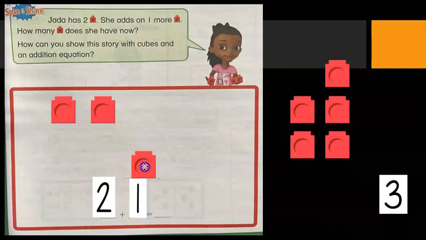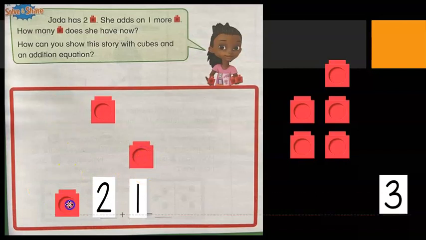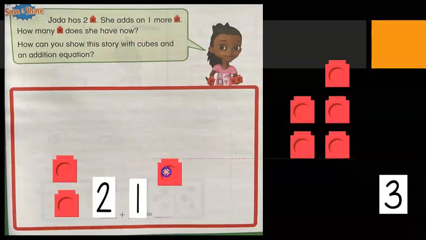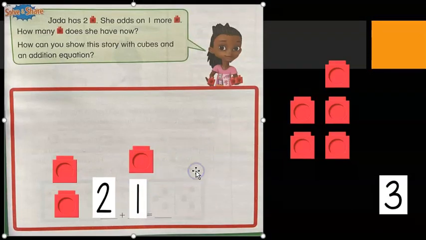Okay, let me drag it. Let me put it like this for you. Okay, so that way you probably can really see what's going on. So this 2 represents these 2 cubes, which says up here, Jada has 2 red cubes. She adds on 1 more red cube. So this is where this cube came from. This is that one red cube that she added on.